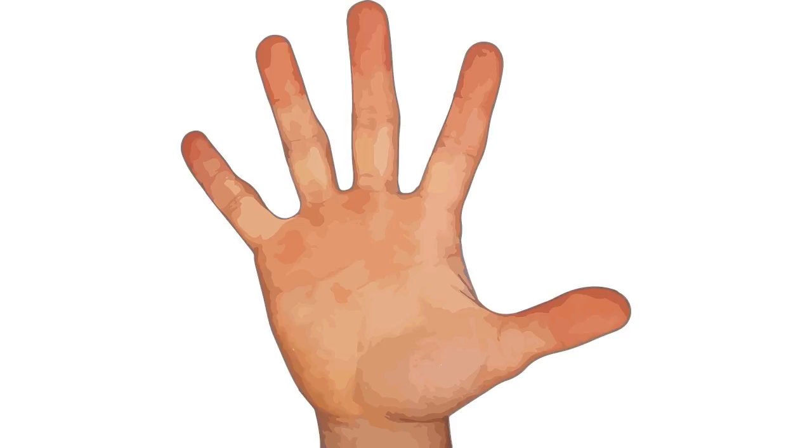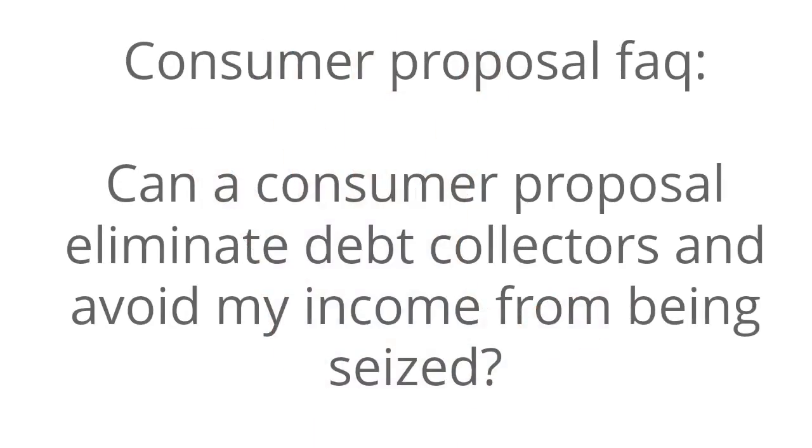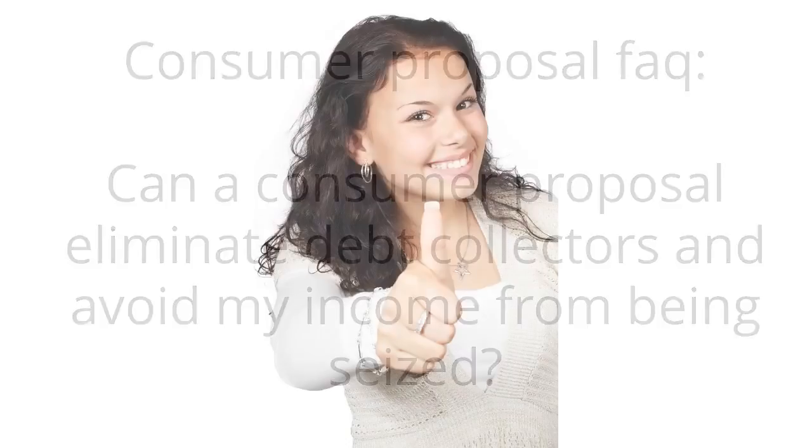Can a consumer proposal get rid of collection agencies and prevent your wages from being garnished? Yes. The filing of a consumer proposal immediately stops almost all creditor actions. The only exception is that any responsibilities you have under the Family Law Act for support payments cannot be stopped.